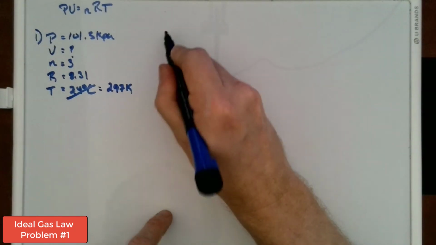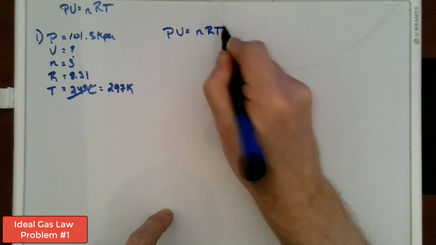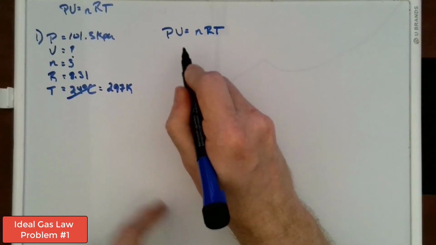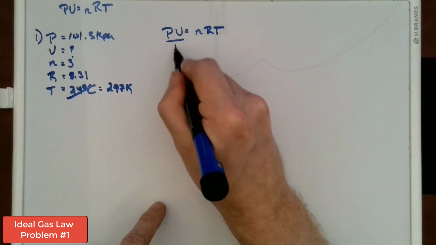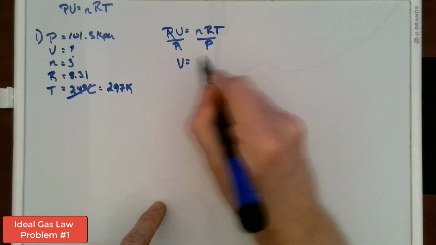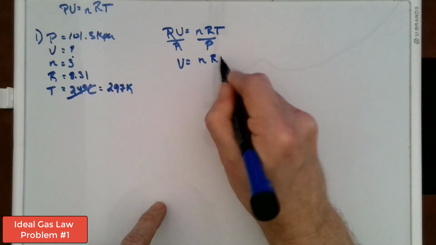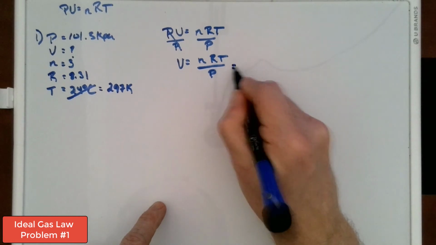So, solving for volume, PV equals nRT. I like to rearrange my equation before I plug in variables. We're going to solve for volume, V, which means both sides need to divide by pressure. That means volume is nRT over pressure. Now I can plug in my variables.